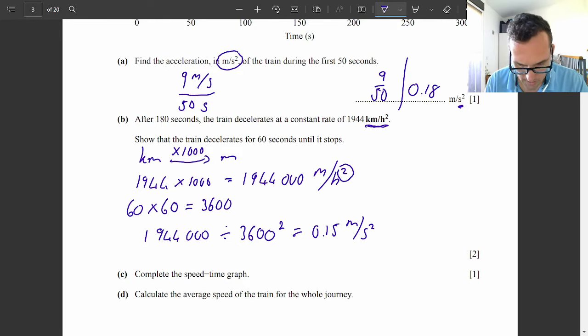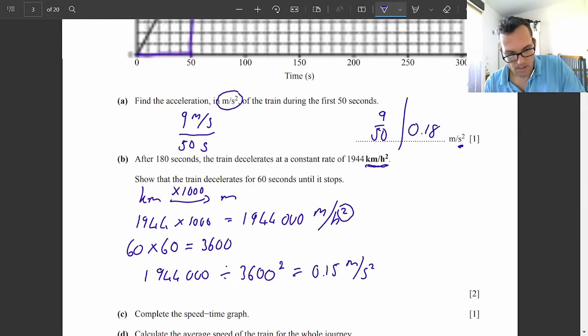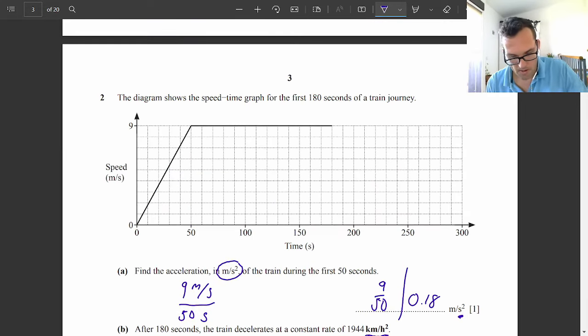How do we get the 60 seconds though? Okay, the answer is still there in our units. We need to get rid of the meters and one of the seconds, so we have just seconds left. So let's see, it decelerates over a period of 60 seconds and it starts at a speed of 9 meters per second.